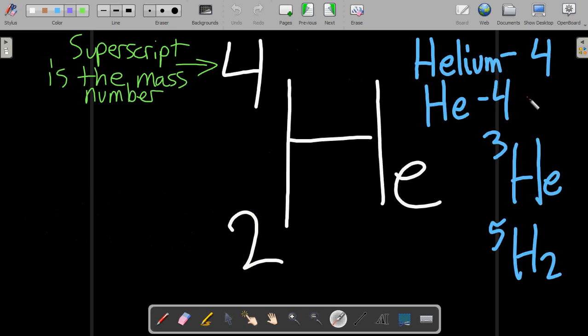Now I'm going to go back here for a second. We could also write this as helium-4, 4 being the mass number of the isotope. He-4, again, 4 is the mass number of this specific isotope. Now, we could have an isotope with a mass of 3, and we could have an isotope, this is hydrogen, with a mass of 5. That would be really weird. I'm sure that is supposed to be helium. So I'm just going to erase that and put in, I can't see. Here we go. There we go. That's helium.